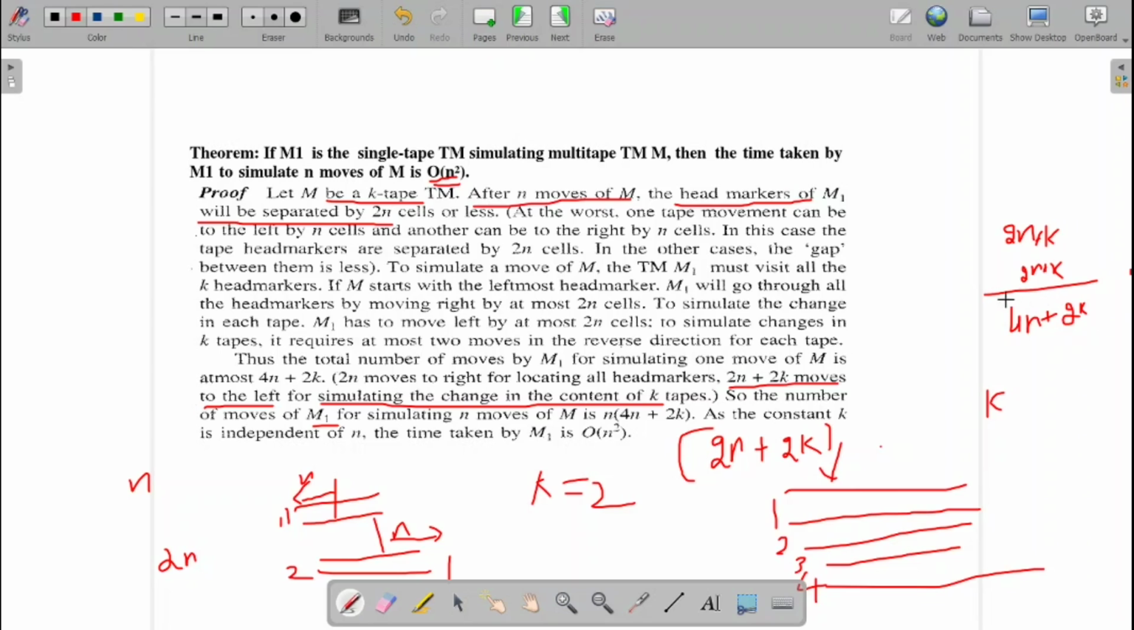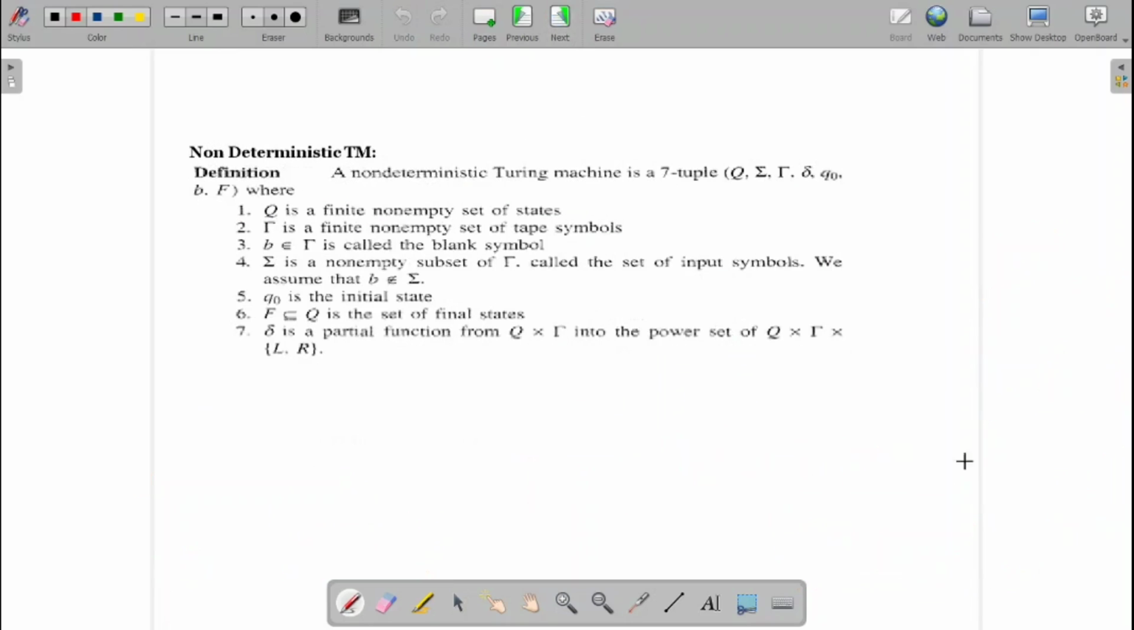4n plus 2k. So like this we need it for the n such movements. So that will be equal to 4 into n square plus 2 into n into k. So what is the highest degree over here? n square. So the complexity of the time taken will be big O of n square. That is the proof for this one, that the complexity for that movement will be big O of n square.